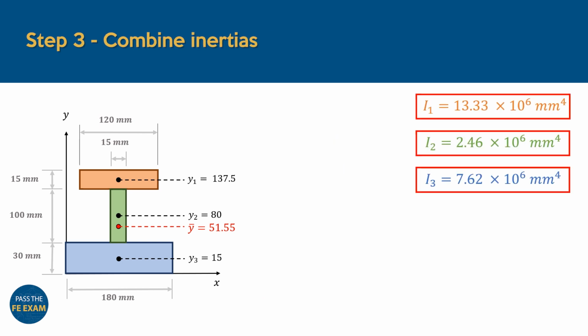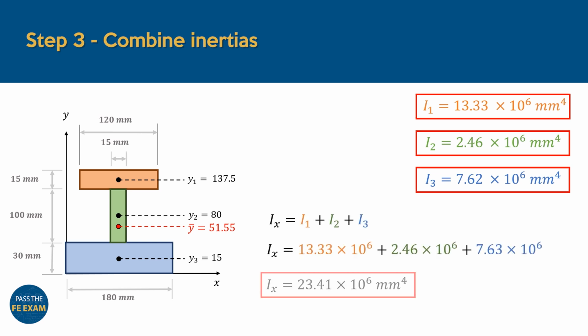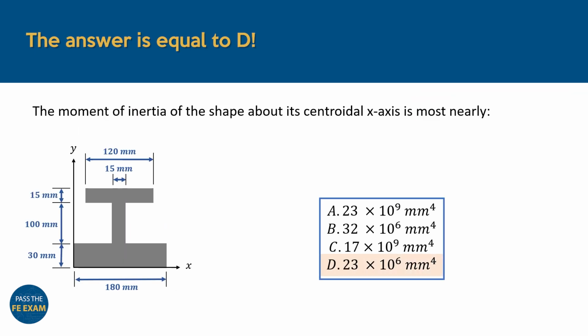All that's left to do now is to add these values to find the total inertia of the entire shape. In doing so, we finally find the inertia to be 23.41 times 10 to the power 6 millimeters to the power 4. And that wraps up our problem. The correct answer is D. When attempting multiple choice questions, always take a moment to carefully review all the options before making your final selection. At first glance, you might have been tempted to choose A here.